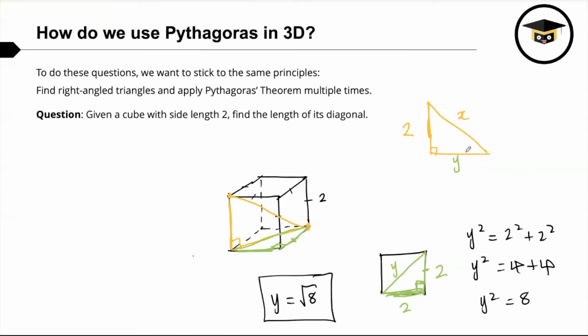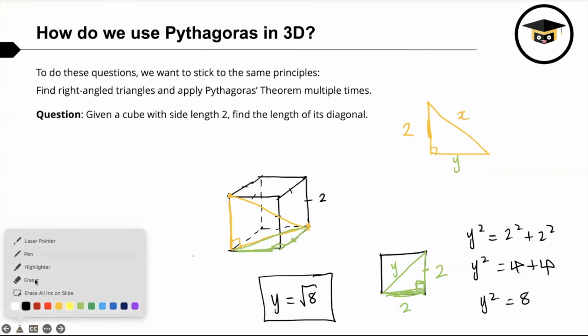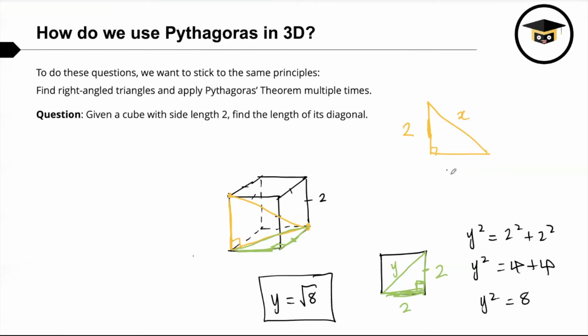So now I can replace this y in my other diagram, and I can say that this is going to be root 8. So now, how do I find x? Well, to find x, writing my Pythagorean statement again, x squared is equal to my first short side squared, so 2 squared, plus my other short side squared, so root 8 squared.